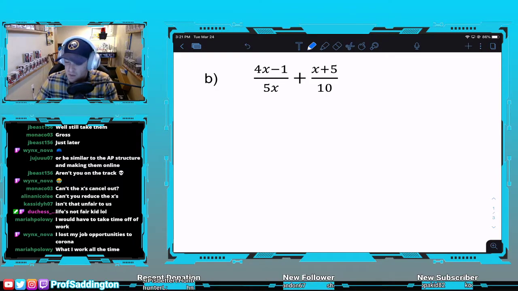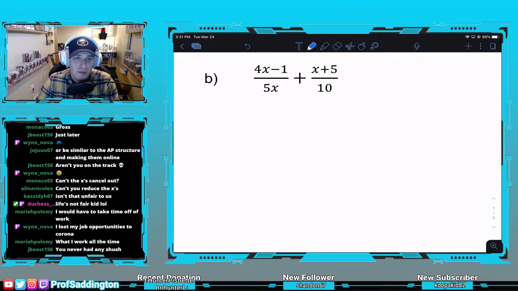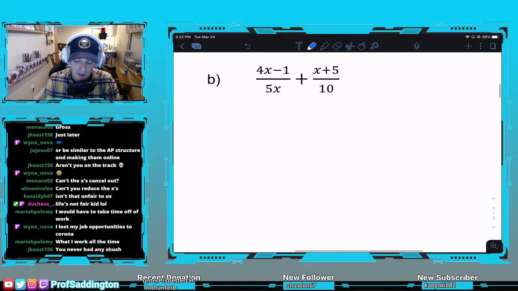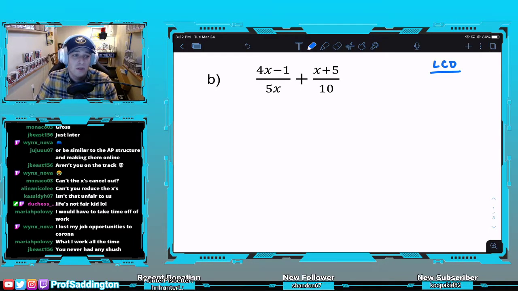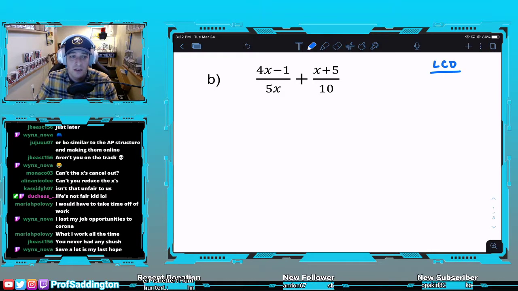So, if we look at part B, we got 4x minus 1 over 5x plus x plus 5 over 10. Very similar to the last one. What we want to do is get that LCD. So I'm just going to write the LCD off to the side. And our goal is to get the bottoms to be the same. So right now, we got 5x and we have 10. So I say always focus on the number first. If you have 5 and you have 10, you want to find the smallest number that they both can possibly fit into.